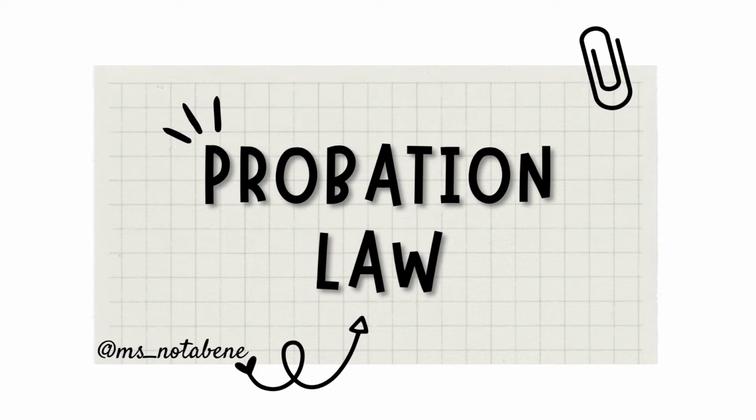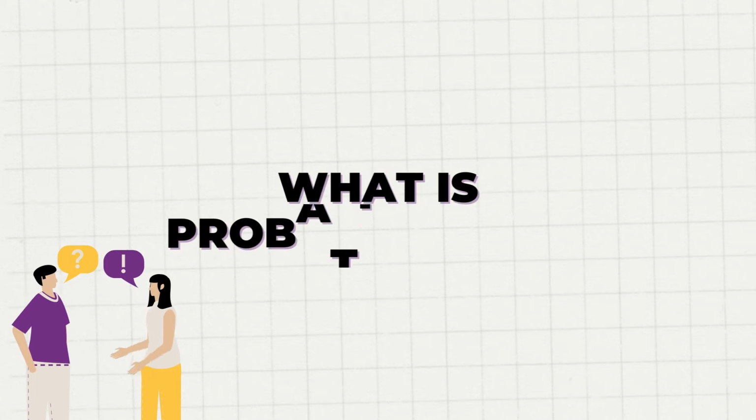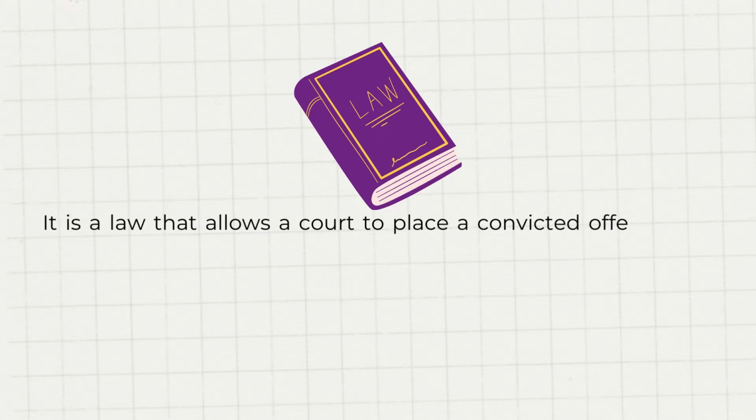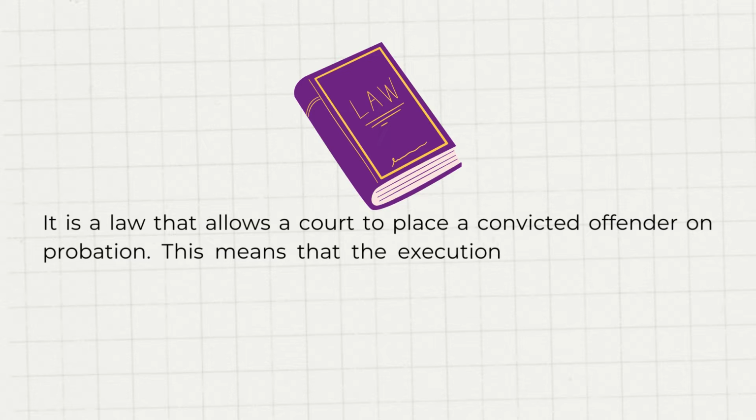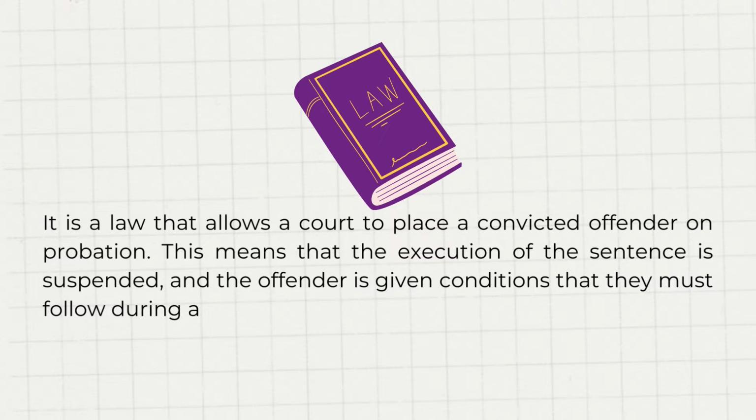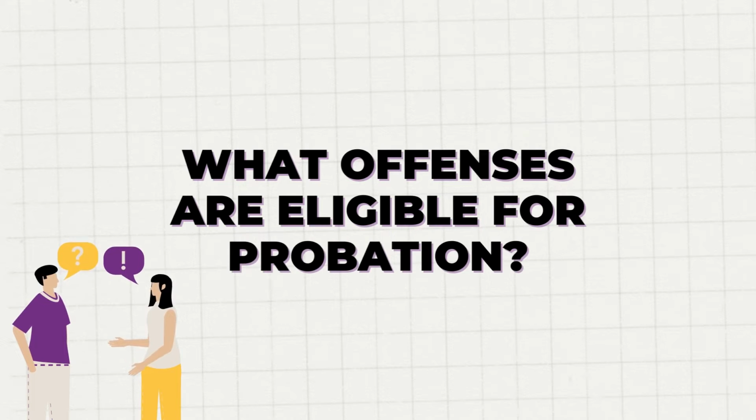Today, we're going to talk about the Probation Law of 1976 and its amendments. What is probation law? It is a law that allows a court to place a convicted offender on probation. This means that the execution of the sentence is suspended, and the offender is given conditions that they must follow during a specified period.